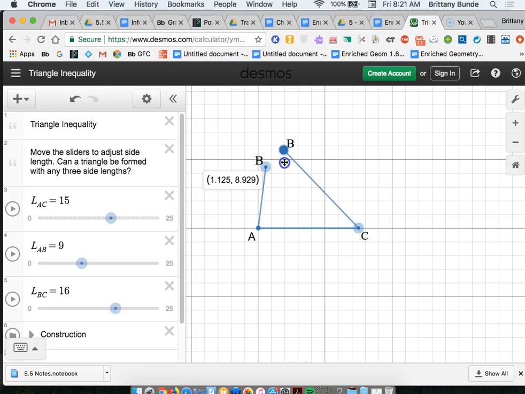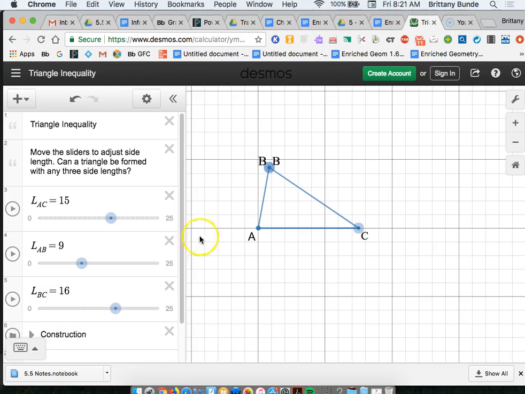So, what do you guys think? Do you have any guesses or conjectures of what needs to be true? Gabe? Yep, so I'd have to connect my B's here. So a length of 15, 9, and 16 works.